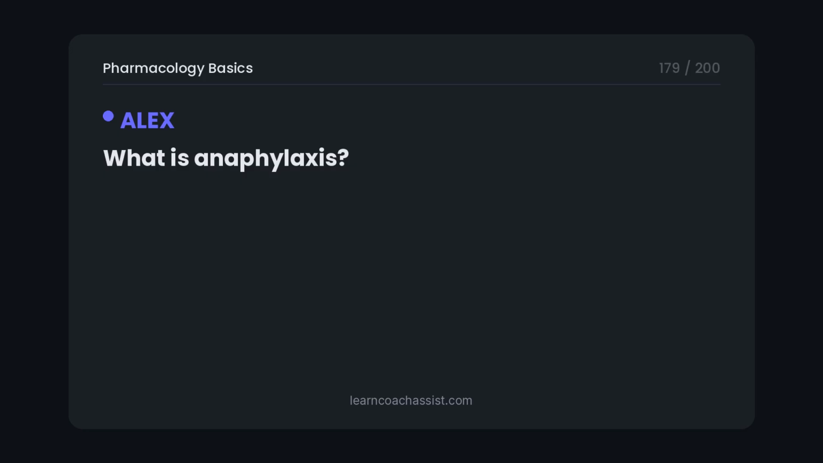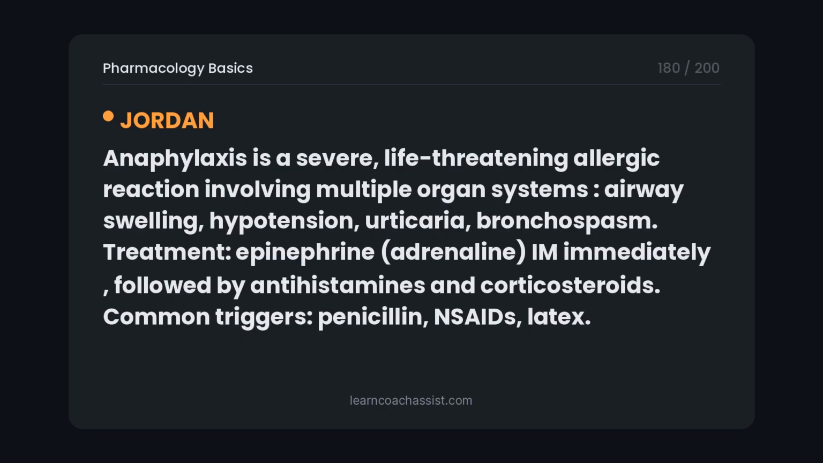What is anaphylaxis? Anaphylaxis is a severe, life-threatening allergic reaction involving multiple organ systems: airway swelling, hypotension, urticaria, bronchospasm. Treatment: epinephrine, adrenaline, IM immediately, followed by antihistamines and corticosteroids. Common triggers: penicillin, NSAIDs, latex.